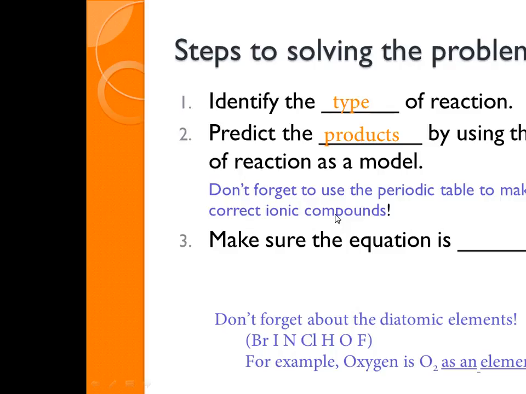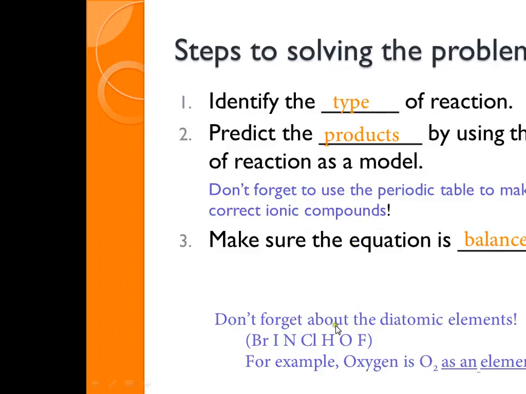We spent a lot of time last semester talking about the rule of 0, where when you add 2 ions, if 2 ions are going to form a compound, their charges need to add up to 0, and you'll see that as we go through the example problems. After you create the correct ionic compound, you make sure the equation is then balanced.